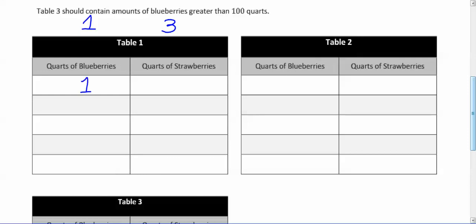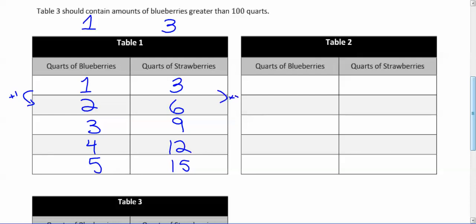If we had 1 quart of blueberry, we would need 3 quarts of strawberries. What would the next one be? 2 to 6. Very good. The next one would be 3 to 9. 4 to 12. And 5 to 15. You'll notice right here we were adding 1 every time, and over here we're adding 3 every time. But what I want you to look at is how do we get from blueberries to strawberries? How do we get from this side to that side? How do we get from the blueberry amount to the strawberry quantity? Michael? You multiply.